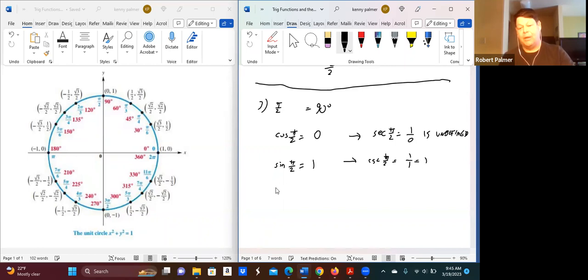Now, let's do tangent of pi over 2. That's sine over cosine. That's 1 over 0. That's also undefined.